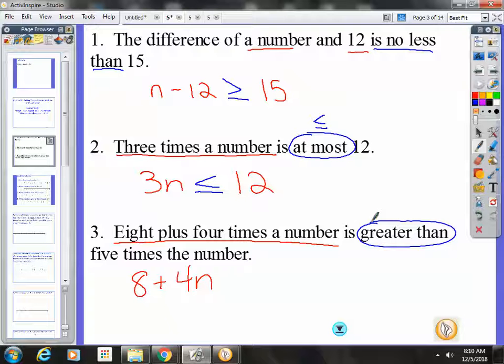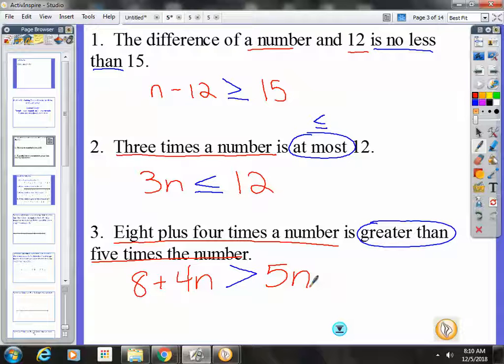What symbol would greater than be? Greater than or greater than? First one? Second one? First one. That's the greater than symbol. Does it say greater than or equal to? No, just greater than. So we just want the greater than symbol. Greater than 5 times the number. Well, what would 5 times the number look like? 5n.